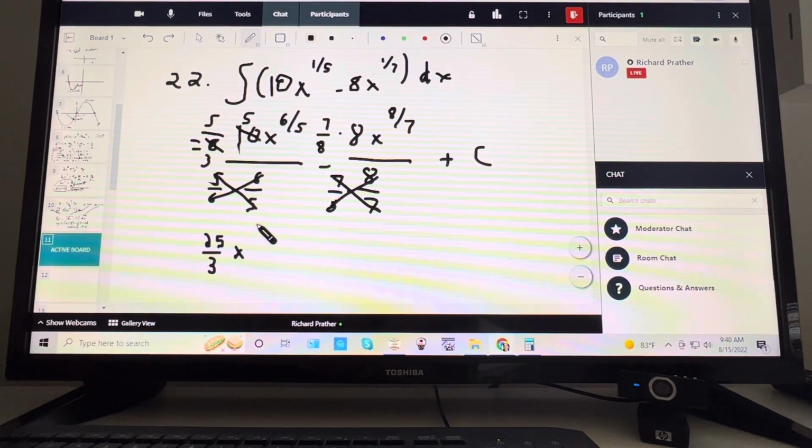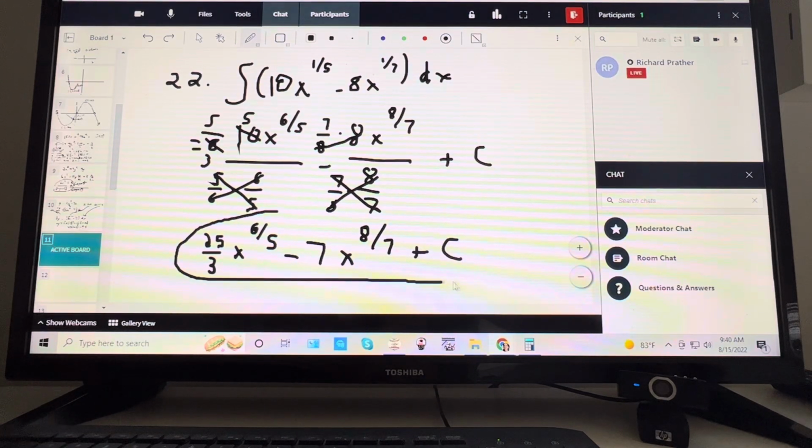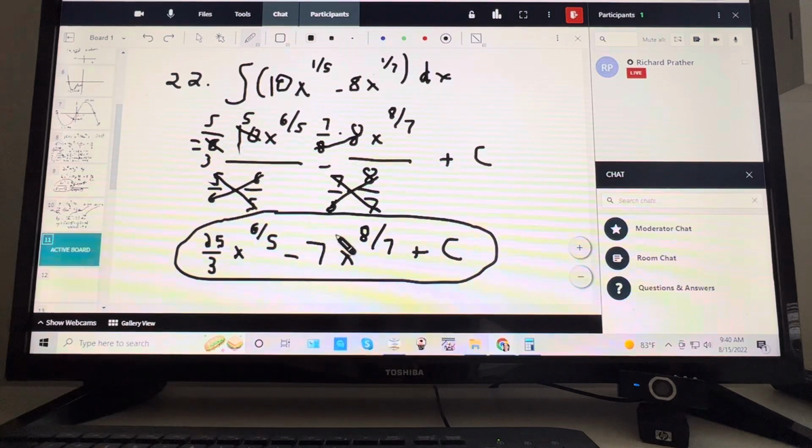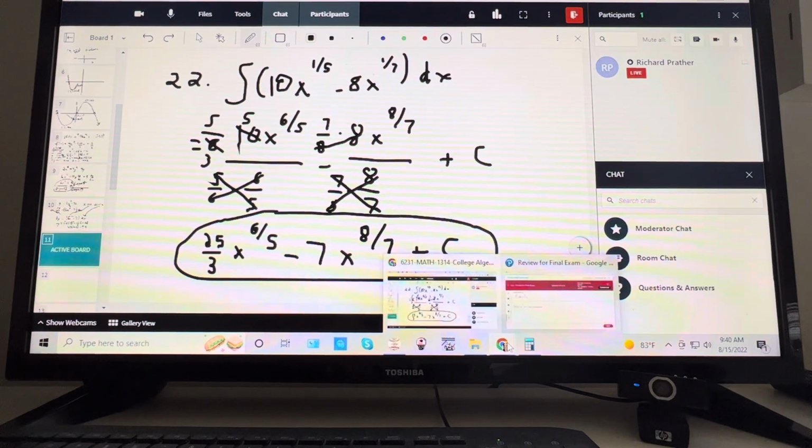x to the 6/5 minus, here we get lucky that the 8s cancel out, minus 7 x to the 8/7 plus c. And yes, you could change them back to radicals, but they take the answers this way too. So some people say make the answer look the way it did in the original, and they would leave this one as a fractional exponent and they would change this to a radical again, but we don't have to.